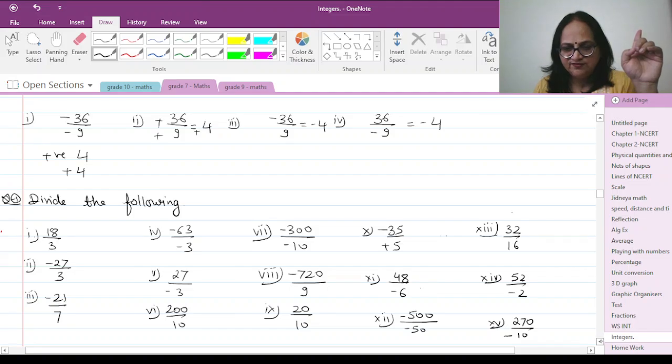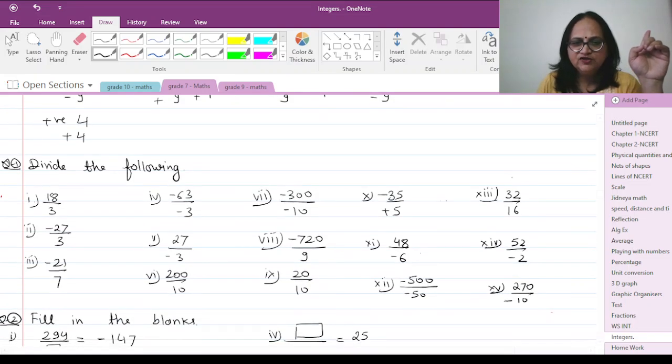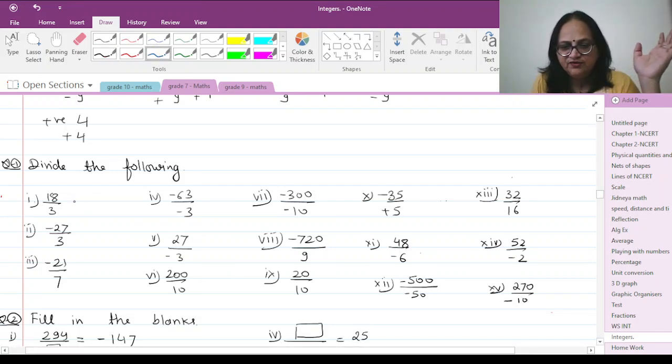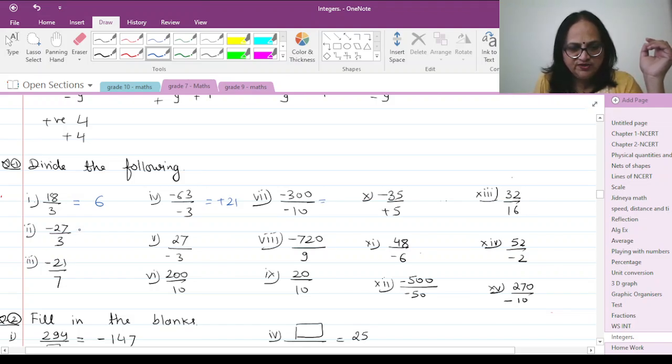So let's try some other questions quickly. If you have understood the concept, you can pause the video and try these questions. So 3 6s are 18. Here both are negative, so the answer will be plus 21. Here again both are negative.